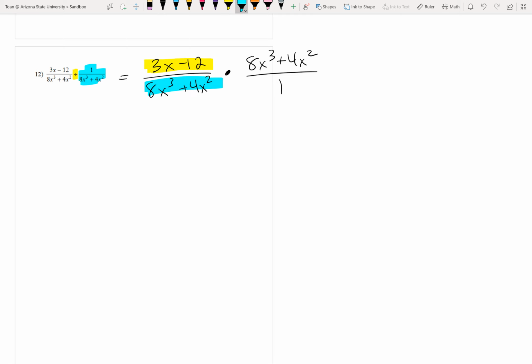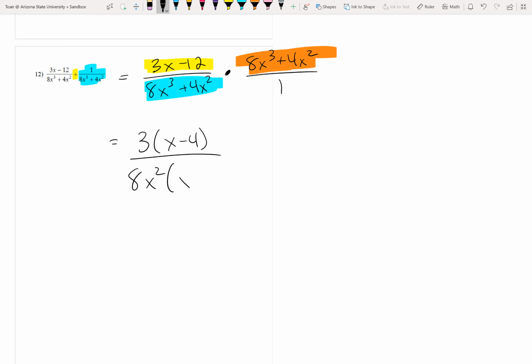I'm going to factor this one, this one, and this one. So the yellow you can factor out a 3, x minus 4. The blue you can factor out 8x squared, gives us x plus, oh no, 4x squared, sorry. You can factor out 4x squared, which gives us a 2x plus 1. And then the orange-red, you can factor out 4x squared as well, giving us 2x plus 1. Hey, they were the same.